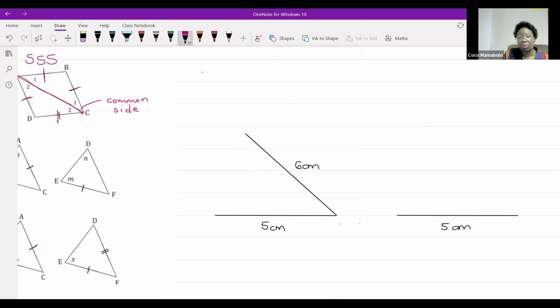Now, I know that these 2 lines make a particular angle over there. We don't know what that angle is. Let's just call it theta.